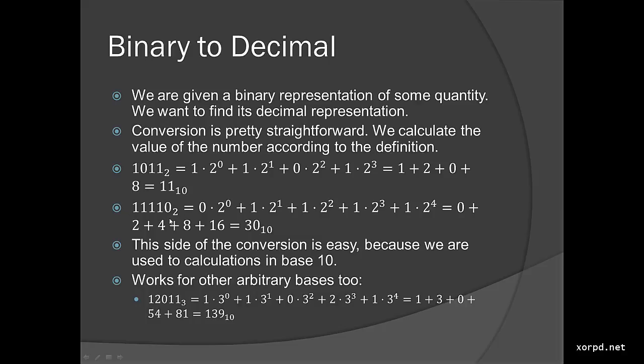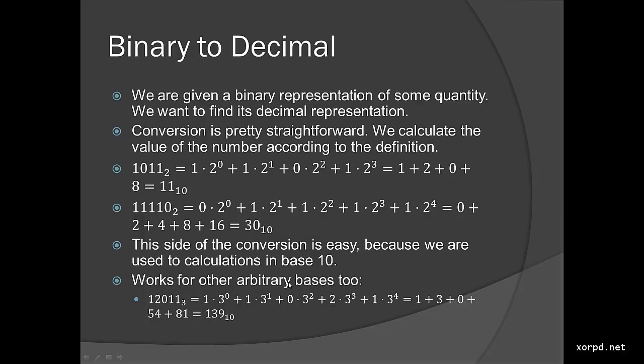The calculation is mostly the same. It's just a longer number this time. This side of the conversion is pretty easy, mostly because we are used to calculation in base 10. So we could actually calculate this part or this part very easily. Why? Because we know how to multiply in the decimal base and we know how to exponentiate in the decimal base. So it is mostly easy.